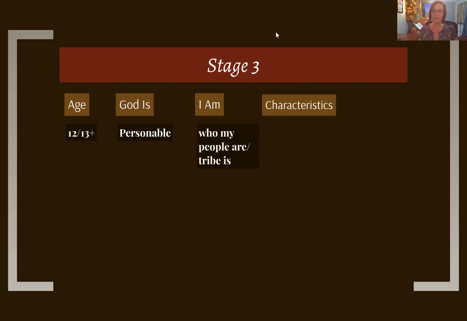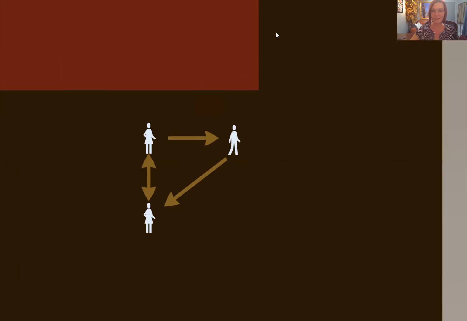So then how do they make meaning of their own identity? The statement here is, I am who my people are and who my tribe is. Their identity is formed through this perspective taking now applied to a group of people. So let's look a little bit at what that means and what that looks like.